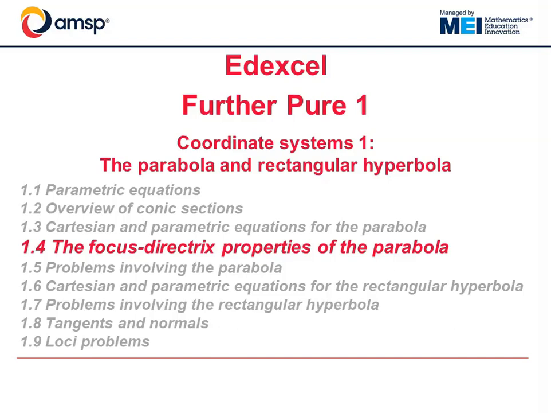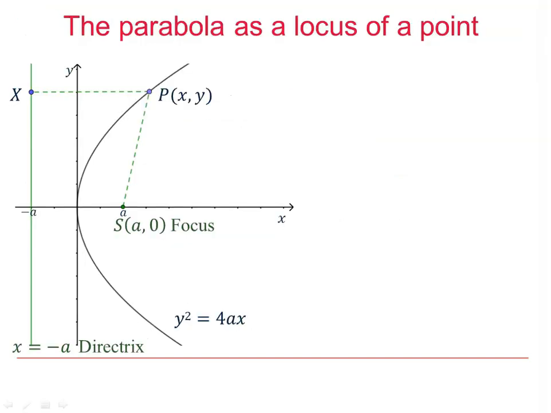This is a recording for Edexcel Further Pure 1, Coordinate Systems 1, the Parabola and Rectangular Hyperbola. Section 1.4, which looks at the focus directrix properties of the parabola. This diagram shows a parabola with standard equation y squared equals 4ax.